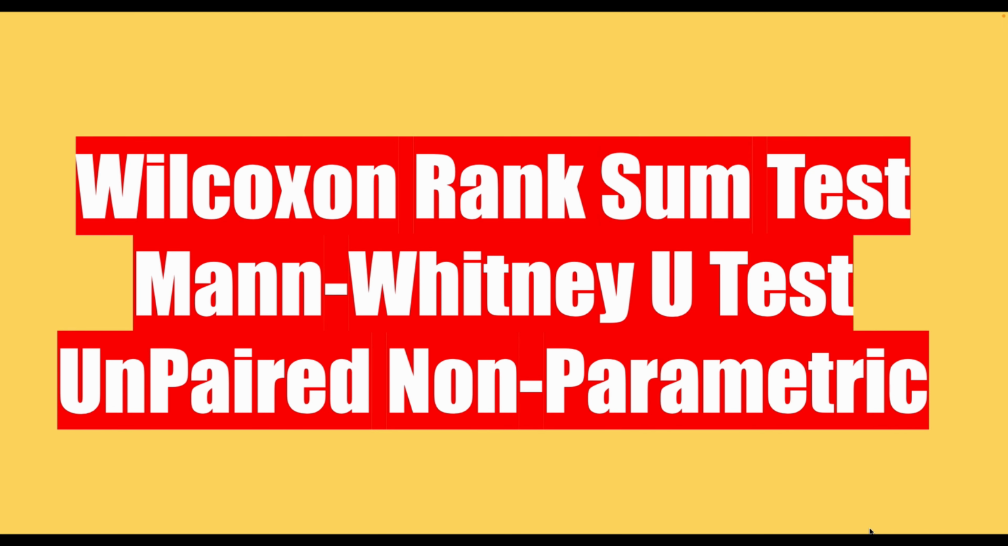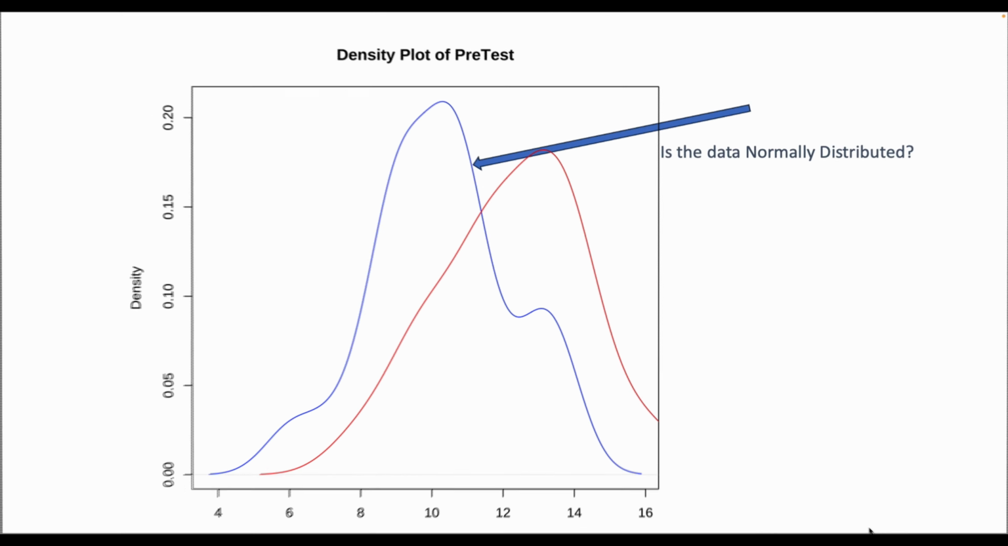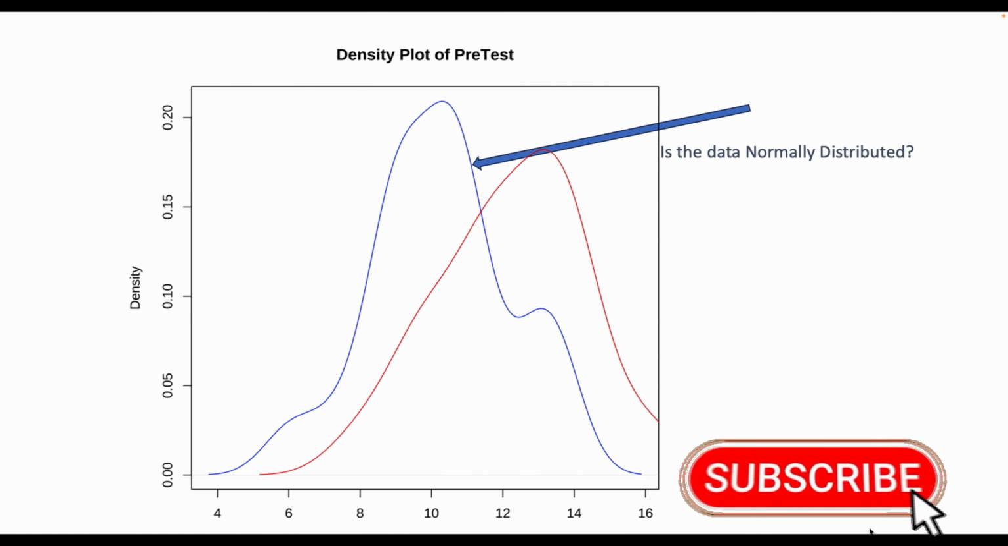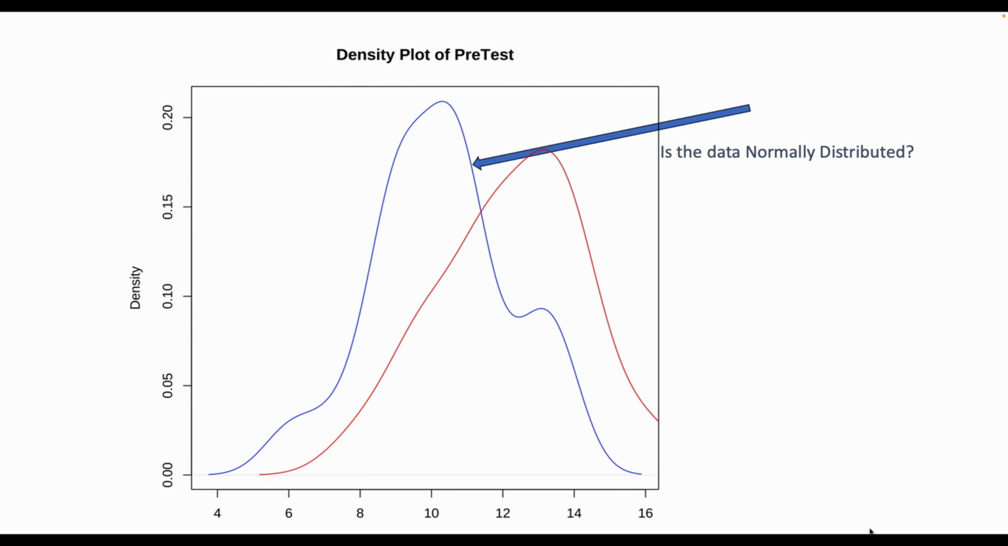Today in this tutorial, we are going to learn the Wilcoxon Rank Sum Test or Mann-Whitney U-test. Sometimes it's also called the unpaired non-parametric test. When we have two different data samples coming from two different measures and we see that the data is not normally distributed, then we can ask the question, is the data normally distributed? In that case, we use the Mann-Whitney U-test.